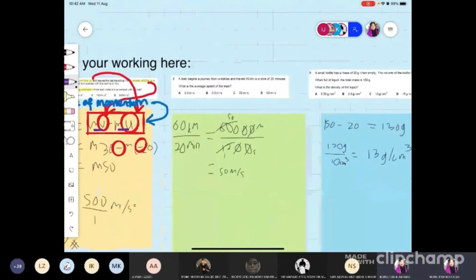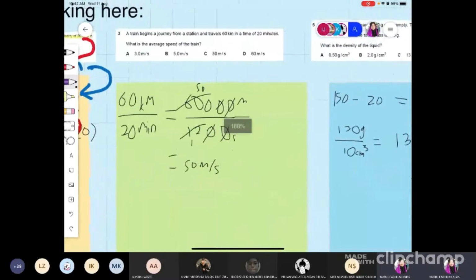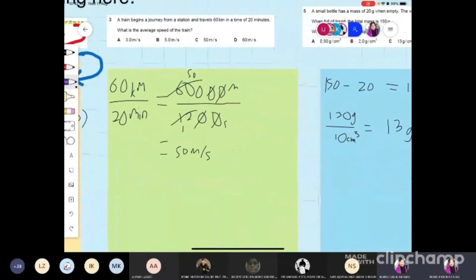Okay. Number 3. Who helped to do this? Thank you. A train begins a journey from a station and travels 60 km in a time of 20 minutes. What is the average speed of the train? Okay, so what is your friend doing here? Since someone has already written it, the rest of you maybe can share the reasons.